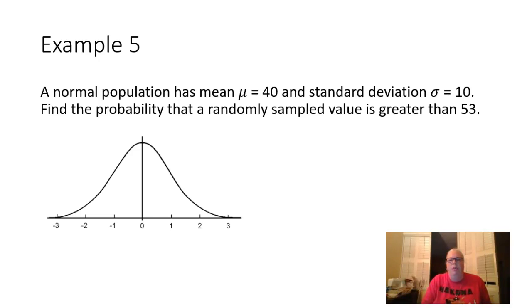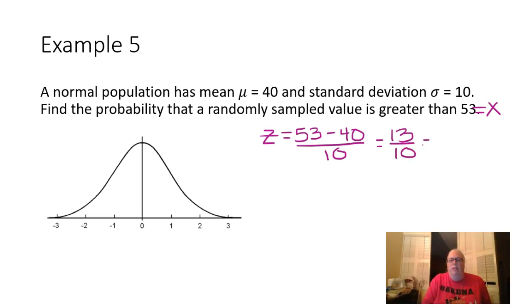Now mu they've given to me, sigma has been given to me, and this 53 will be my data point x. Our z-score will be equal to our data point 53 minus the mean of 40 divided by the standard deviation of 10. 53 minus 40, that's 13, and 13 divided by 10 is 1.3.